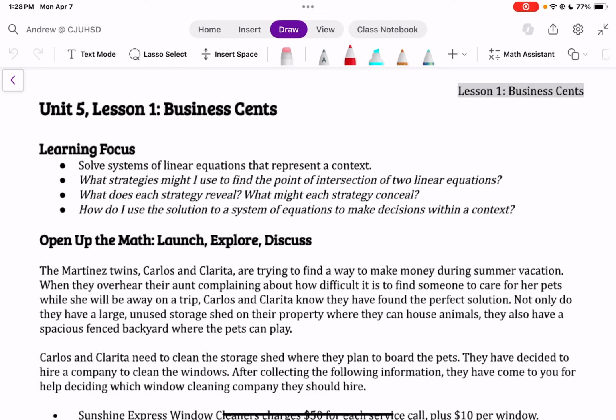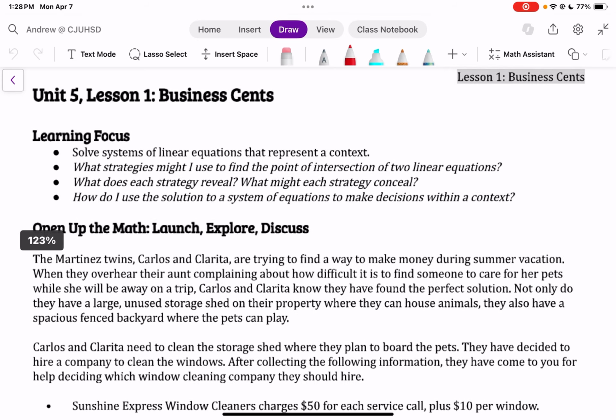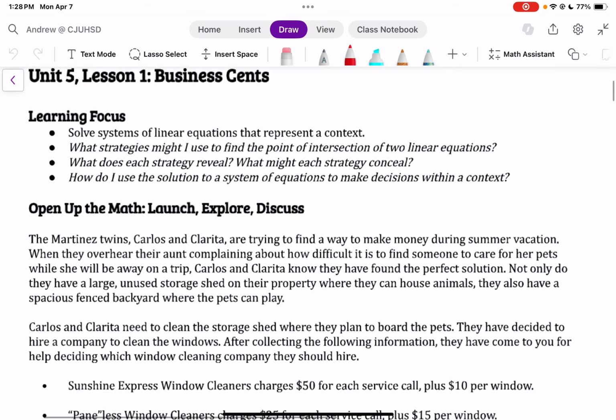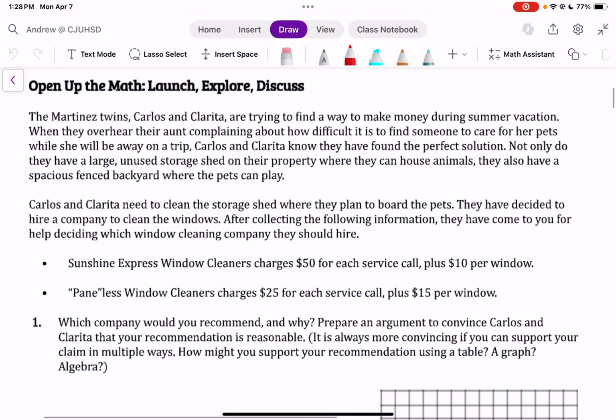This is Unit 5, Lesson 1, Business Sense. In the Launch Explore Discuss, we have a story about two twins, Carlos and Clarita, and they want to make some money. And they figure that they're going to make money by opening up a place where people can bring their pets. Well, they have this shed in the backyard, and they're going to hire some window cleaners.